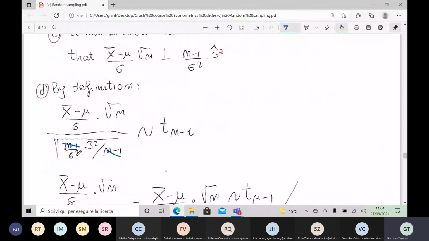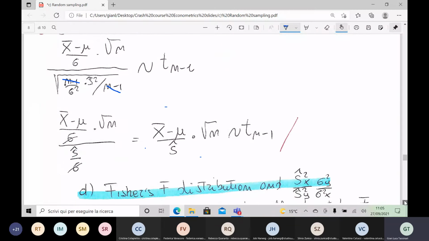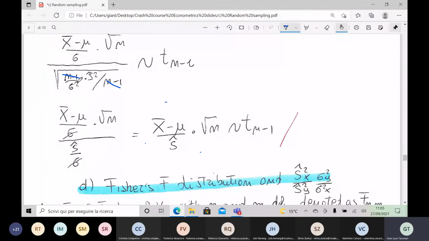But a student's T with how many degrees of freedom? This was a chi-square with n minus 1 degrees of freedom, divided by n minus 1. So this is a student's T with n minus 1 degrees of freedom by definition. So guys, you see, you can simplify this n minus 1 with this n minus 1. Then, if you want, you can take both this and this outside of the square root.